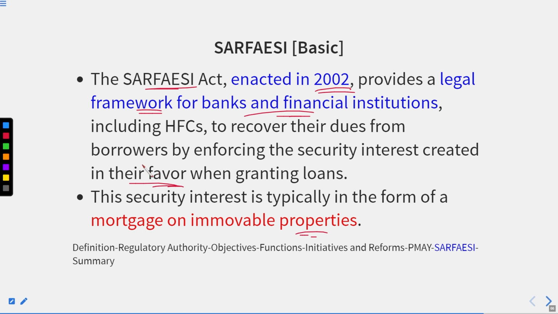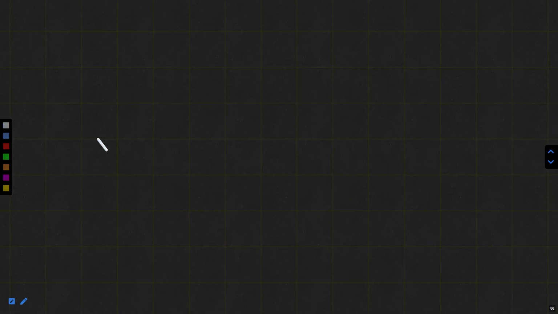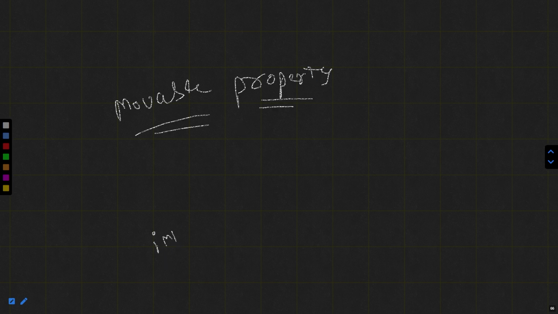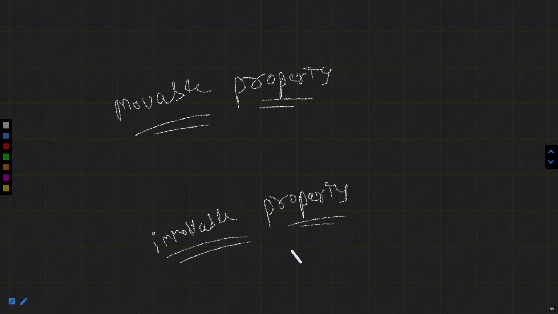Basically, the SARFAESI Act gives the bank or the financial institution the legal framework to take possession of the mortgaged property and sell it in case of any default from the borrower side. And these are basically immovable properties, not movable property. Why? Because movable property, and here we have immovable property.